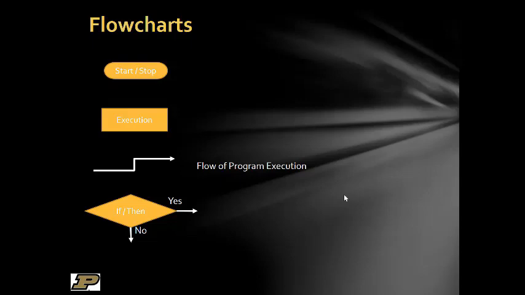And so flowcharts, an oval is either the stop or start indicator. A rectangular box is an execution. Arrows are the flow of program execution, and the diamonds indicate an if-then or a conditional branch, right? And so we're going to see this as either a yes-no kind of answer.